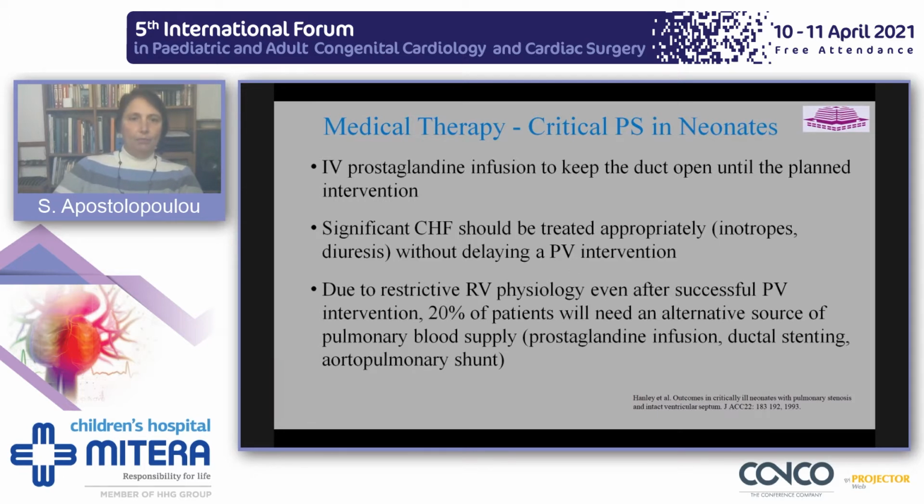And we have to bear in mind, we'll come to this several times, due to restrictive RV physiology, even after a successful pulmonary valve intervention, usually balloon, 20% of patients will need an alternative source of pulmonary blood supply for an X amount of time. This could be a prostaglandin infusion, ductal stenting, or aortopulmonary shunt.